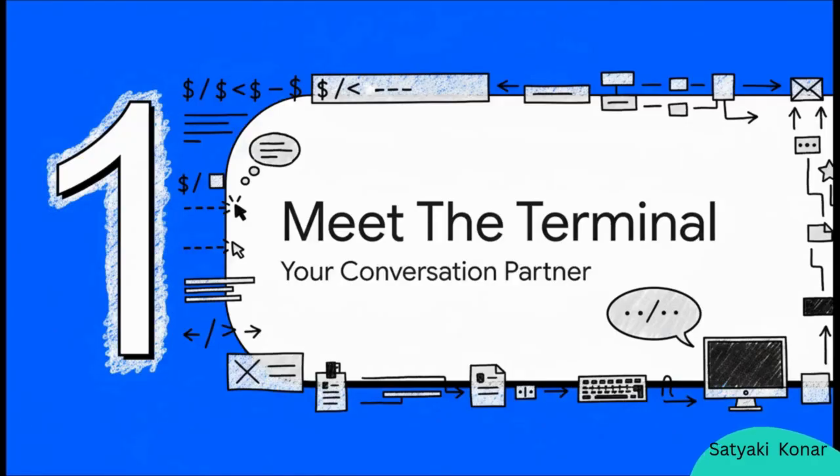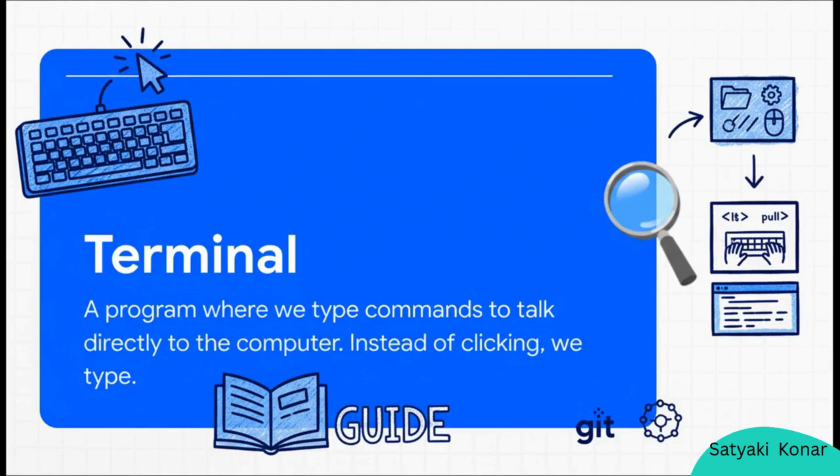Okay, so to start using Git, we need to get to know our new workplace. This is where all the magic is going to happen. It's time to meet the terminal. Seriously, think of it as a new partner you're going to have conversations with just through typing. So what in the world is a terminal? It's really simple. It's just a program that lets you talk directly to your computer. Instead of clicking on shiny icons, you just type a command, you hit enter, and the computer does exactly what you told it to do. It's way more direct and, honestly, way more powerful.